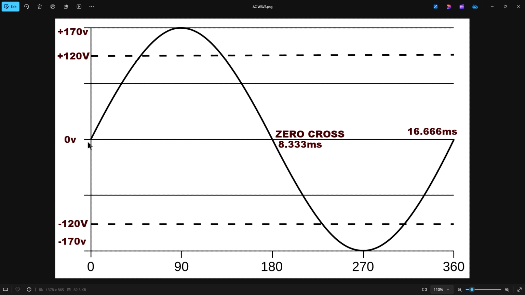Now, why does this matter? Well, because of the way a Triac works. Triacs only turn on when they get a voltage to their gate. But once a Triac gets turned on, it will keep conducting as long as there's voltage there. You have to get down to some certain very low point before the Triac will turn off.